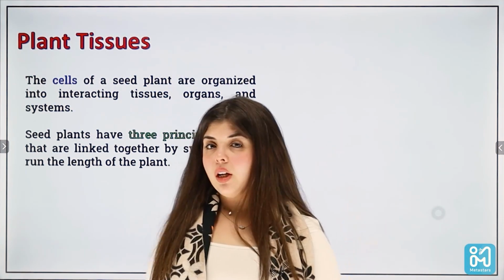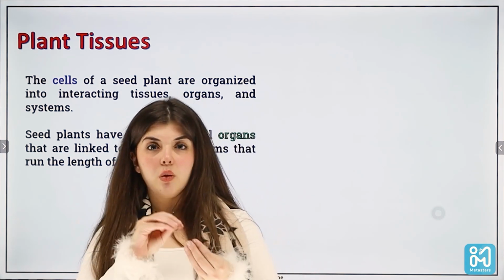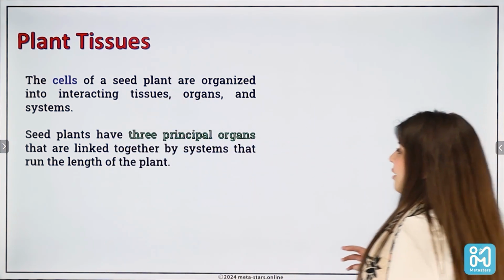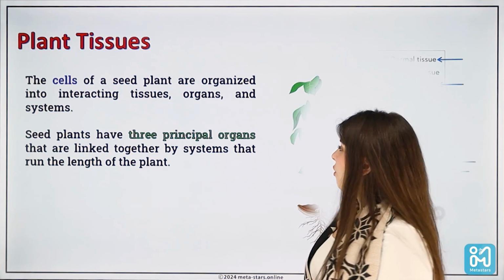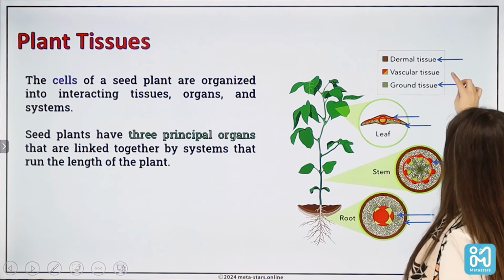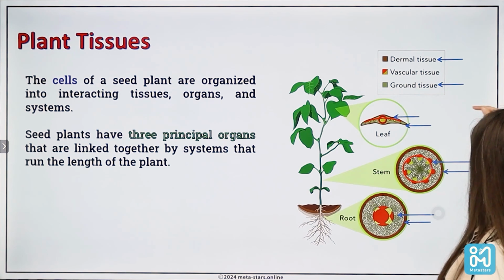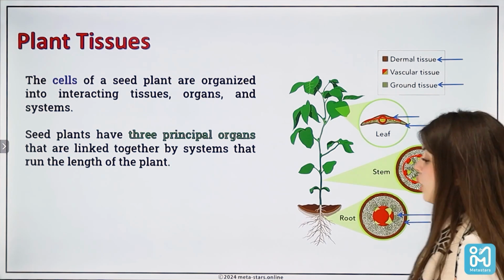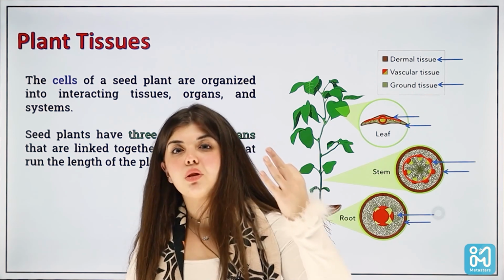Let's see. A plant is a living organism, and a living organism is made up of cells. Cells make tissues. Now we are going to study the tissues of the plant. Seed plants have 3 principal organs that are linked together by systems that run the length of the plant. Let's see what they are. We have dermal tissue, vascular tissue, and ground tissue. So we have 3 types of tissue: dermal, vascular, and ground tissue. On the plant as a whole, we have these 3 types of tissue.